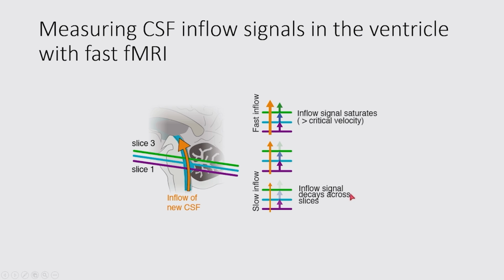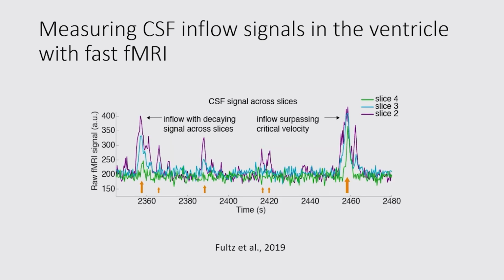And so although you can do this with the same sequence that you would use for standard fMRI, this is a really different contrast mechanism by which your signal is coming. It's not the BOLD response, it's actually a flow signal. So this is just an example of what your voxel time series could look like if you end up scanning rapidly and sensitizing to flow in this way.